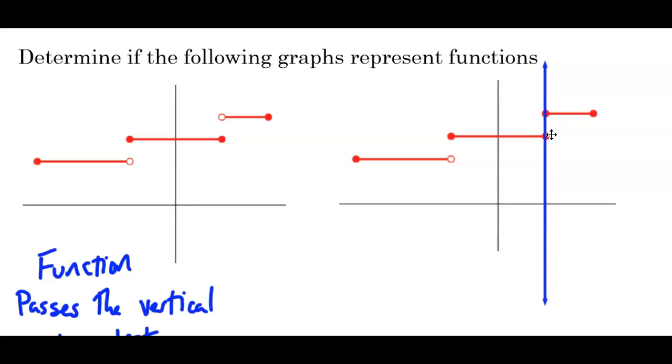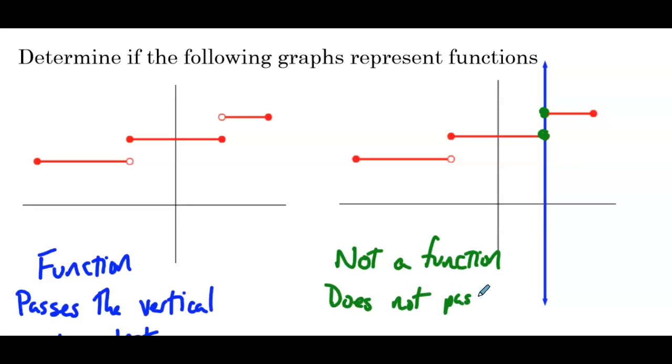Now both of those are closed points, which means they're both points on the graph, which means we have two points of intersection. So for this input, maybe it's x equals 2. So for the input of 2, we have two different outputs. So this is not a function. It does not pass the vertical line test.